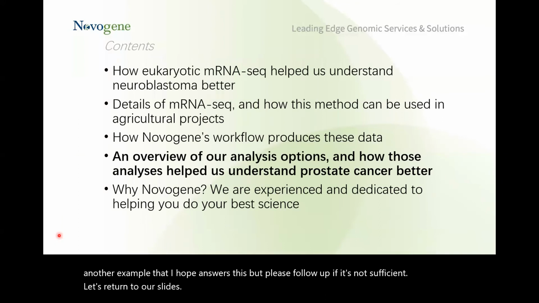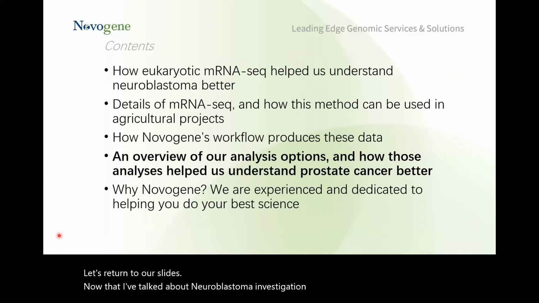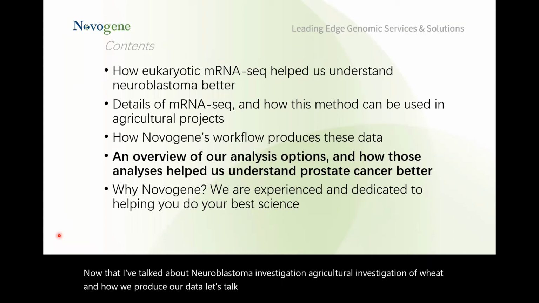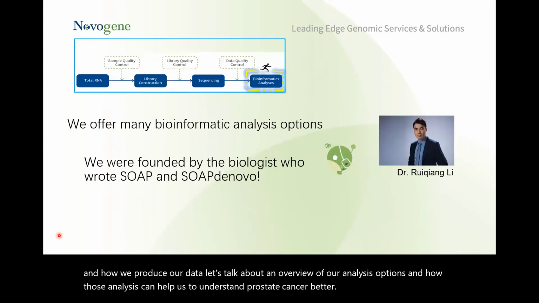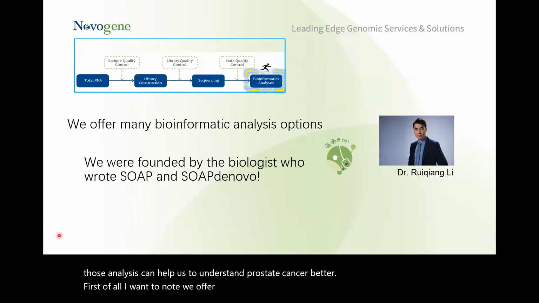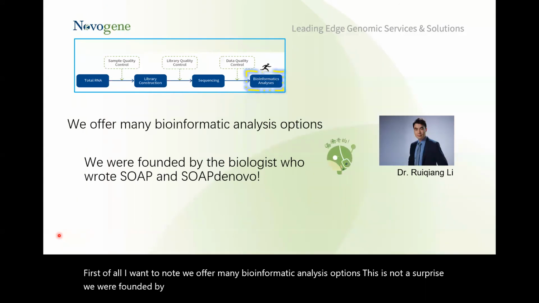Now that I've talked about neuroblastoma investigation, agricultural investigation of wheat, and how we produce our data, let's talk about an overview of our analysis options and how those analyses can help us to understand prostate cancer better. First of all, I want to note we offer many bioinformatic analysis options. This is not a surprise. We were founded by the biologist who wrote SOAP and SOAP de novo, Dr. Ri-Chung Lee.